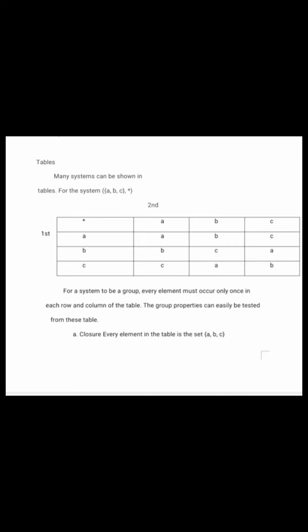Tables. Many systems can be shown in tables. For the system A, B, C and multiplication, the table is as follows. For a system to be a group, every element must occur only once in each row and column of the table. The group properties can easily be tested from these tables.